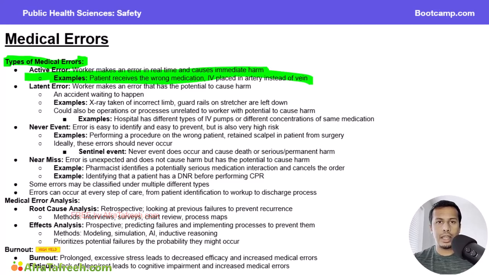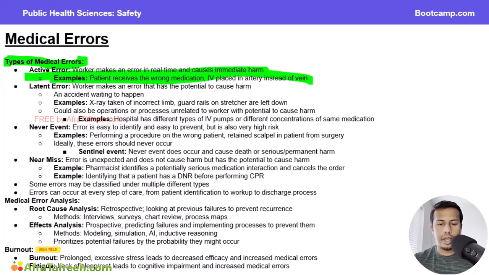These are things that in that moment immediately harm the patient. The patient receiving the wrong medication, no good. The IV being placed in the artery instead of the vein, we could start administering medication through that. That would cause further harm. These are active errors. These are things that are causing harm right here, right now. So we want to avoid those as much as possible.